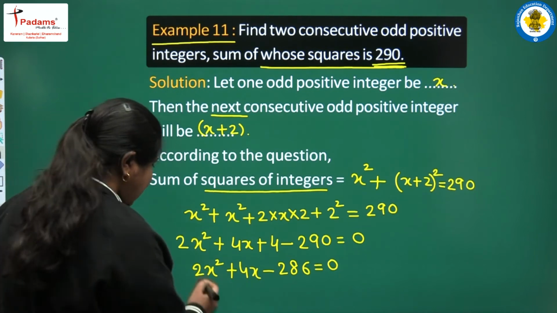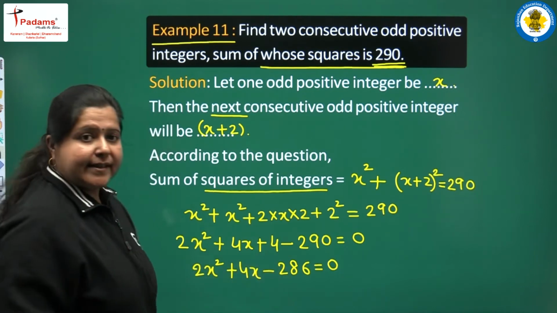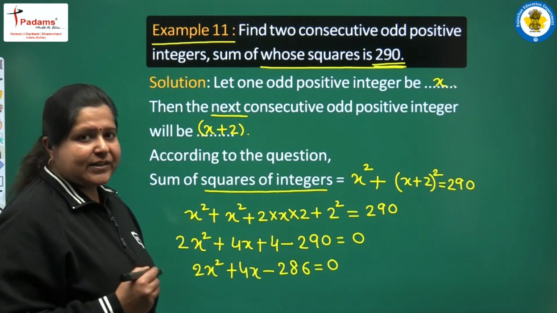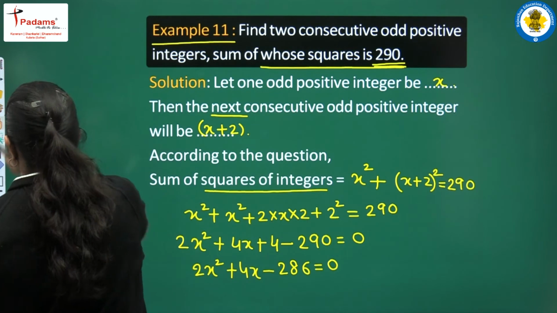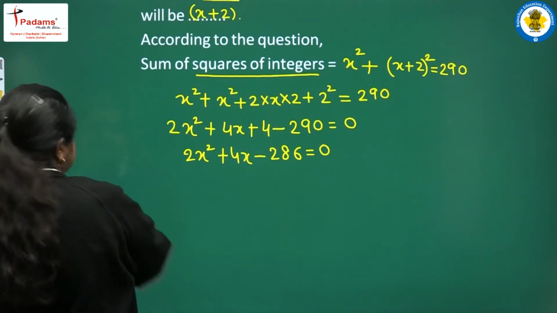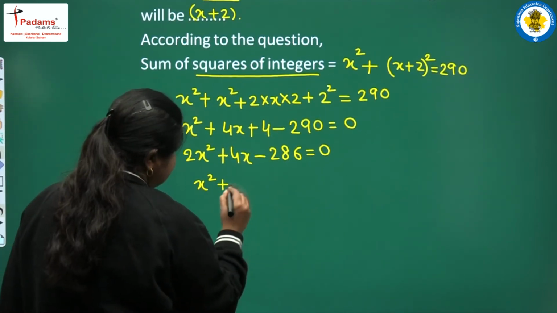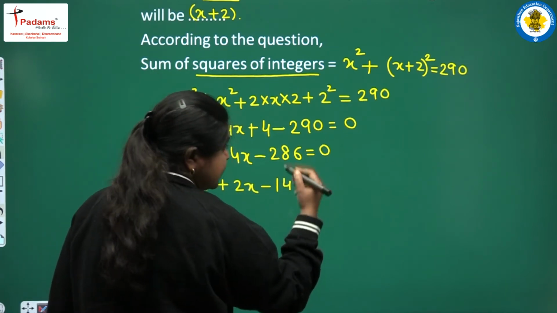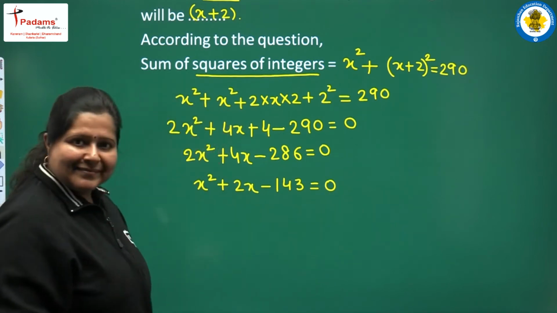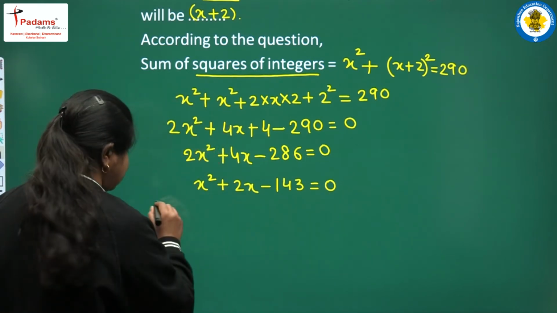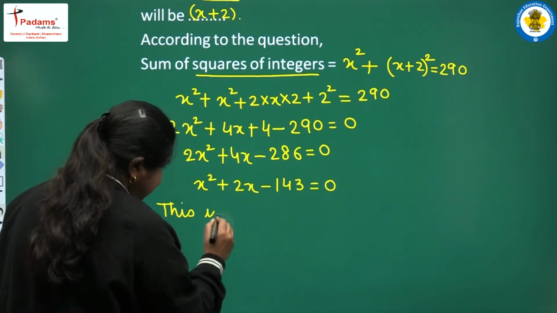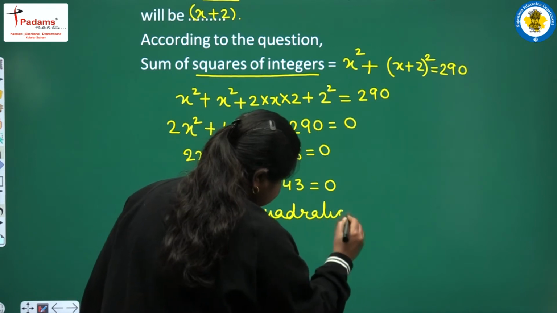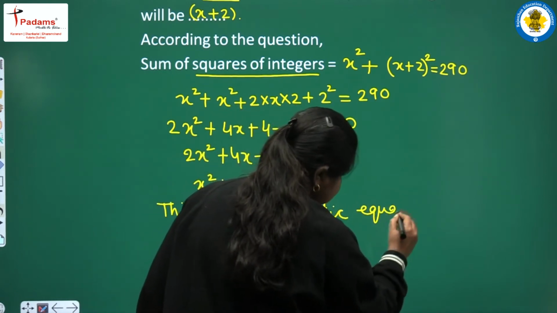Getting the point here? अब आप देखिए 2, 4 और 286 तीनों ही 2 से डिविजिबल हैं, तो हम इसको सिंप्लीफाई करते हैं by dividing this equation by 2. Then what we will get? We will get x square plus 2x minus 143 equal to 0, as 0 upon 2 will be 0 again. Now this is a quadratic equation. We can write here, this is a quadratic equation.